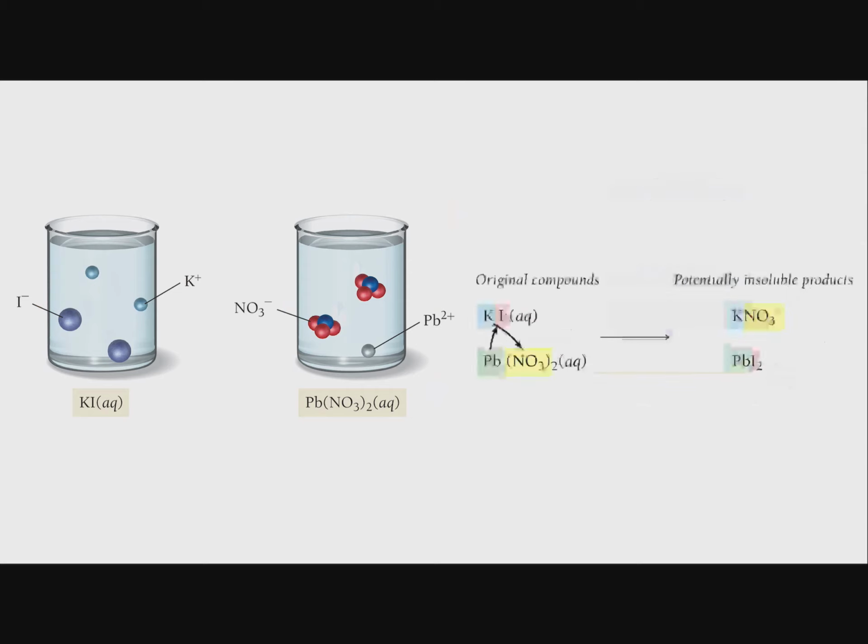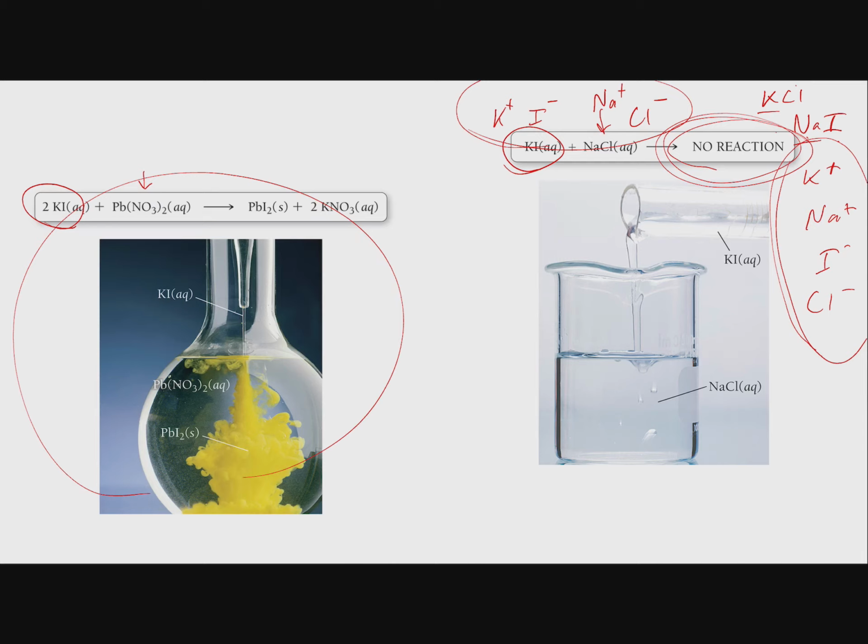So let me help. Our original compounds have a positive and a negative ion, a positive and a negative ion. We are going to switch partners. The positives are going to switch places with each other. So the positive potassium that was with the negative iodide is now going to be with the negative nitrate. So they've just switched. And the lead, which was with the nitrate, is now with the iodide. So these are the potential products that could form. Just like in the previous example over here, when I was telling you that we weren't going to get anything, we can still see what we're going to form. We're going to form KCl and NaI, where we started with KI and NaCl.